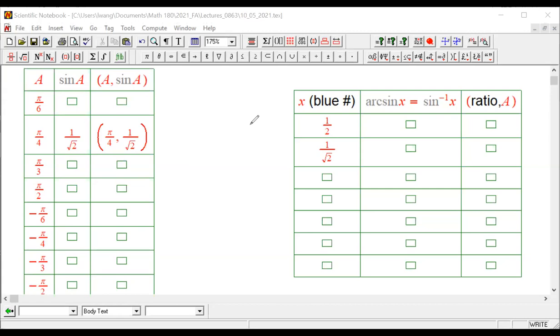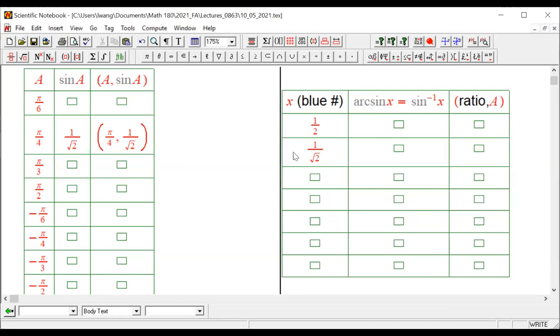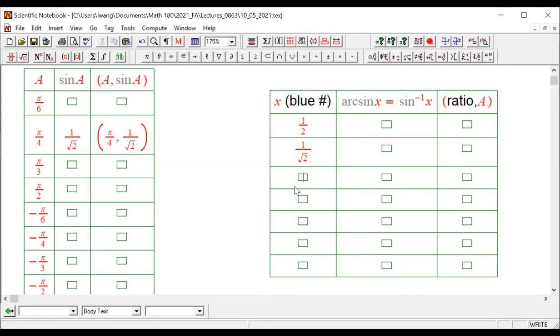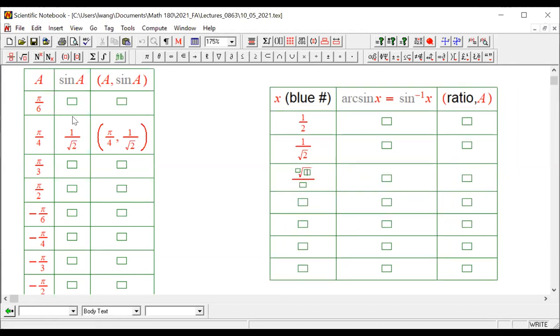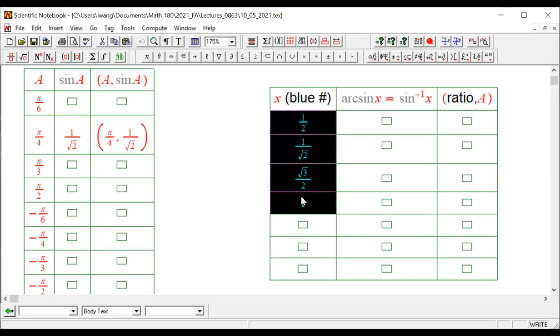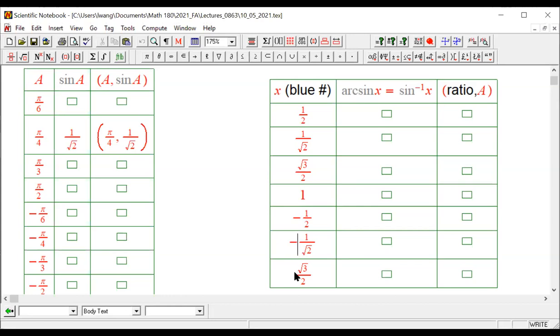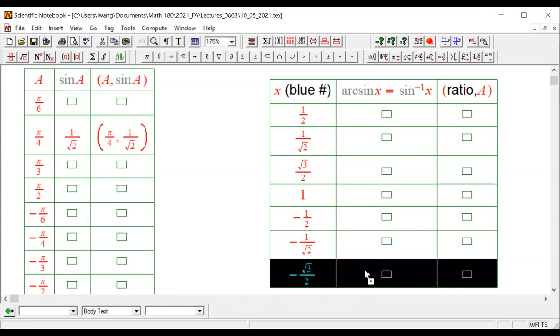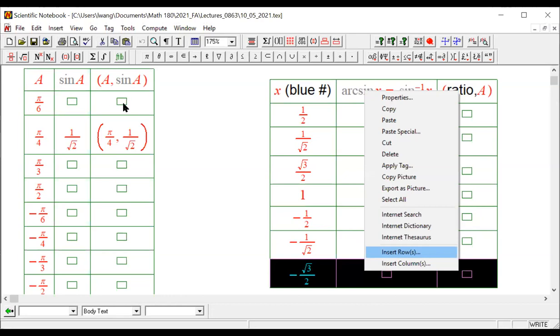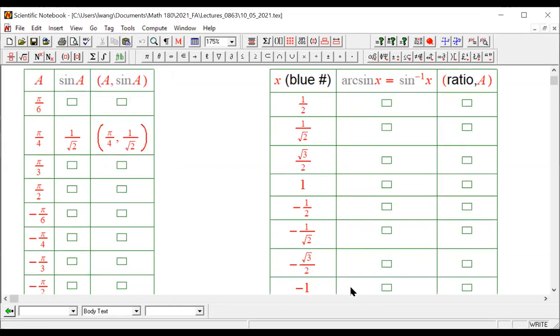So I'm going to give you these numbers, and you need to work with me and write down the notation. And the next one would be root 3 over 2. And this is going to be 1. Negative. -1.